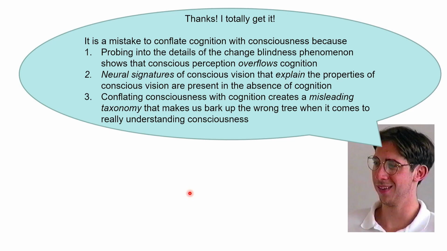So do not conflate cognition with consciousness, because probing into the details of change blindness shows you that indeed conscious perception is overflowing cognition. And most importantly, that these neural signatures of conscious vision, like the recurrent processing and hence perceptual organization, indeed explain the properties of conscious vision. And I think it's a misleading taxonomy to call that pre-conscious, because it makes us bark up the wrong tree when it comes to really understanding consciousness.